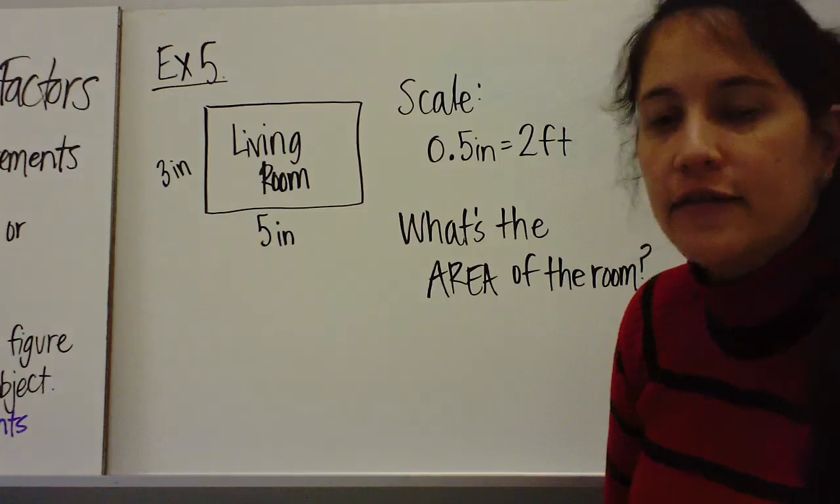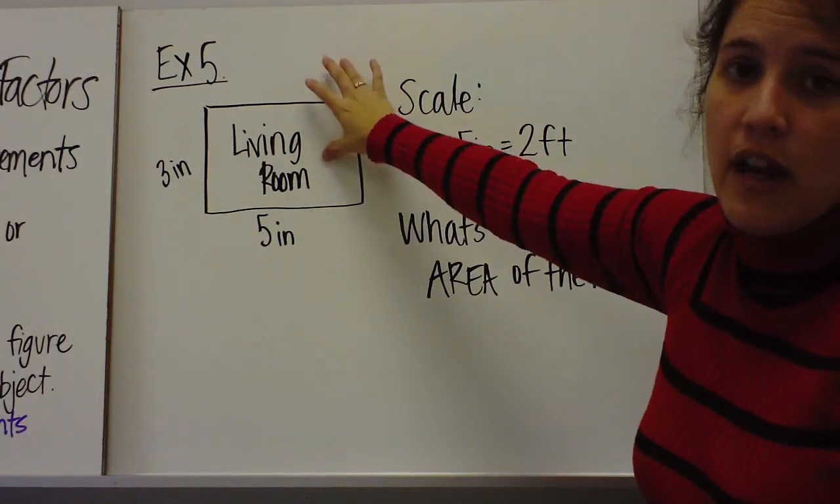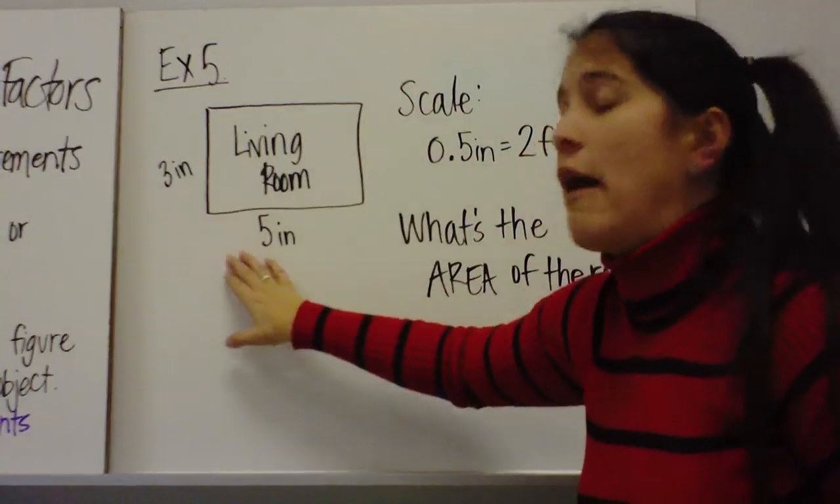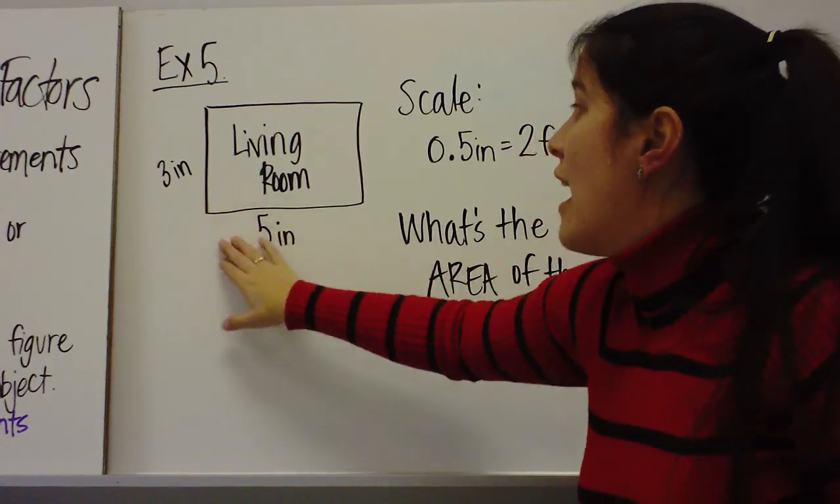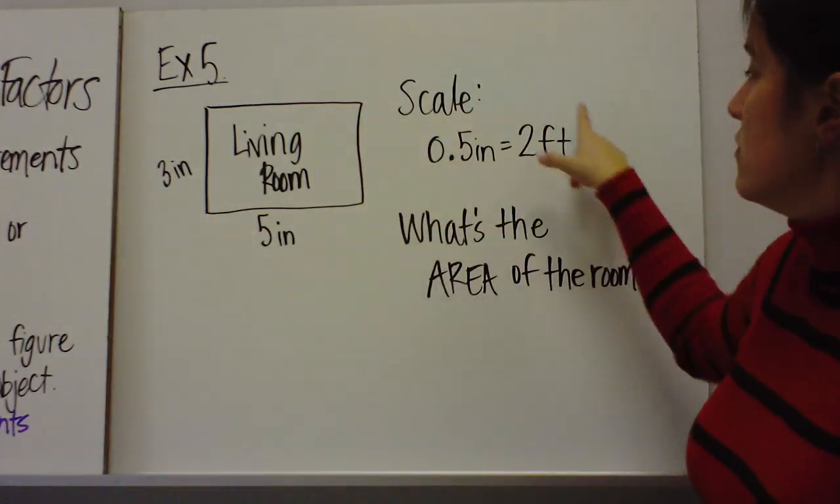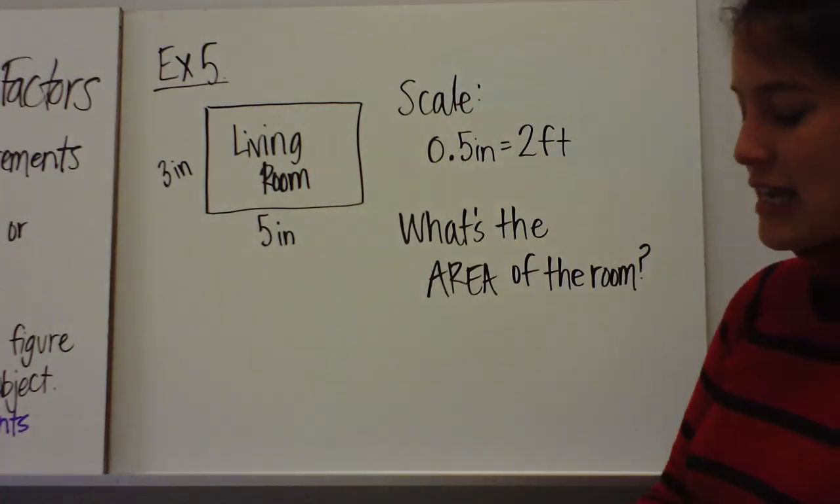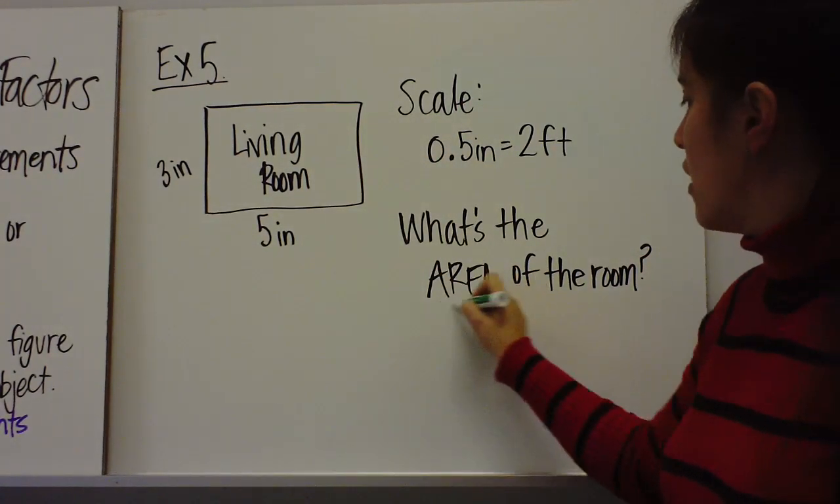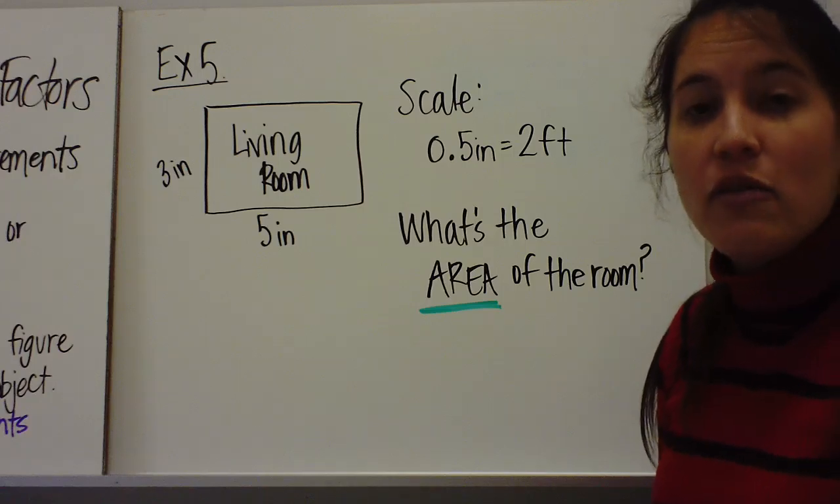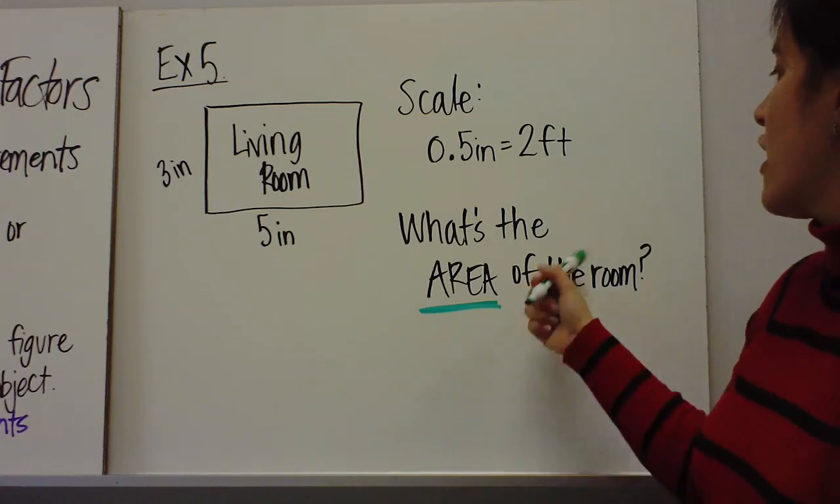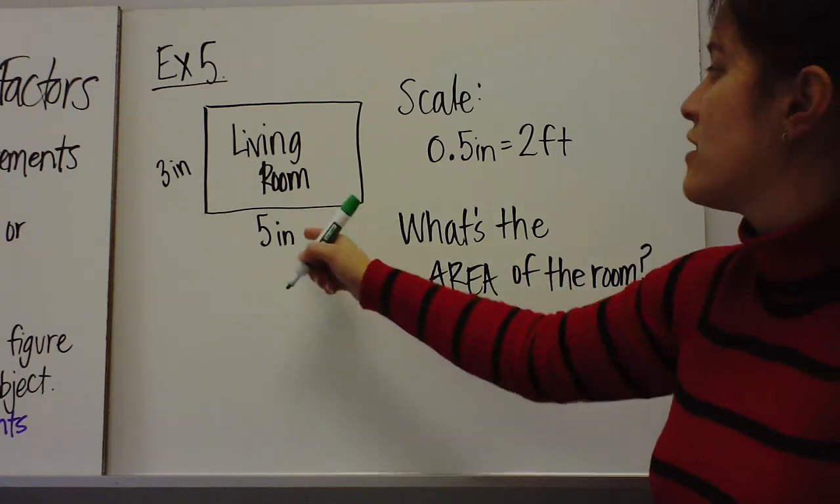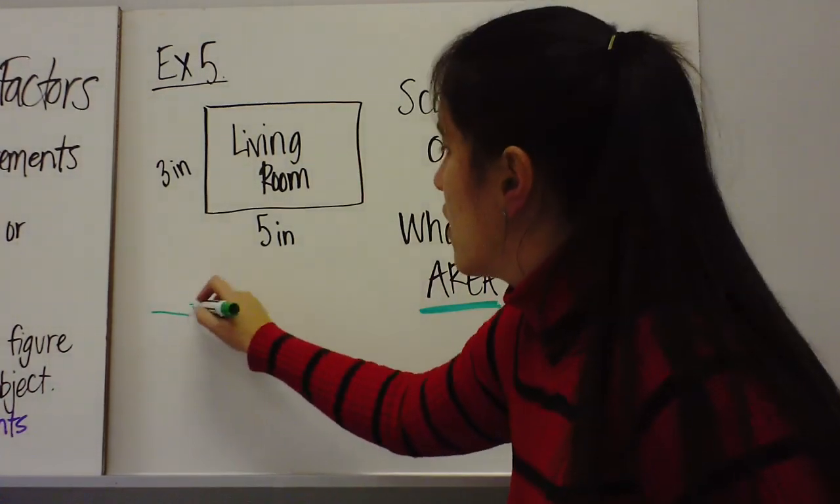All right, so example 5, we have a living room. And we have a drawing of a living room, 3 inches by 5 inches. Obviously, that's a drawing. And the question, here's the scale. And the question says, what's the area? Now, area. You have to remember area in order to do this problem. So the area of the room. First, we need to find the actual dimensions.